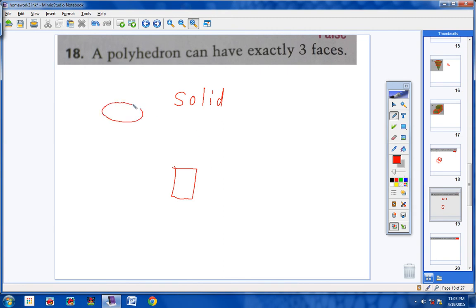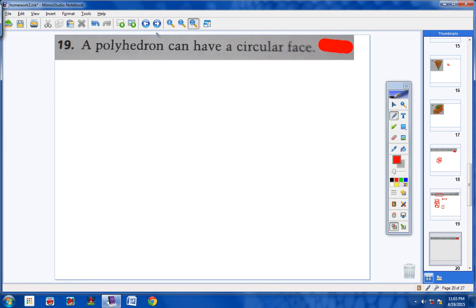Now, if you want to say a cylinder, I guess that would be a 3-sided solid. But this entire round side right here really isn't a side at all. But for sure, no one can argue you can have a 3-sided polyhedron. It's not going to happen. This is not a polyhedron right here. You cannot have a 3-sided polyhedron. So false.